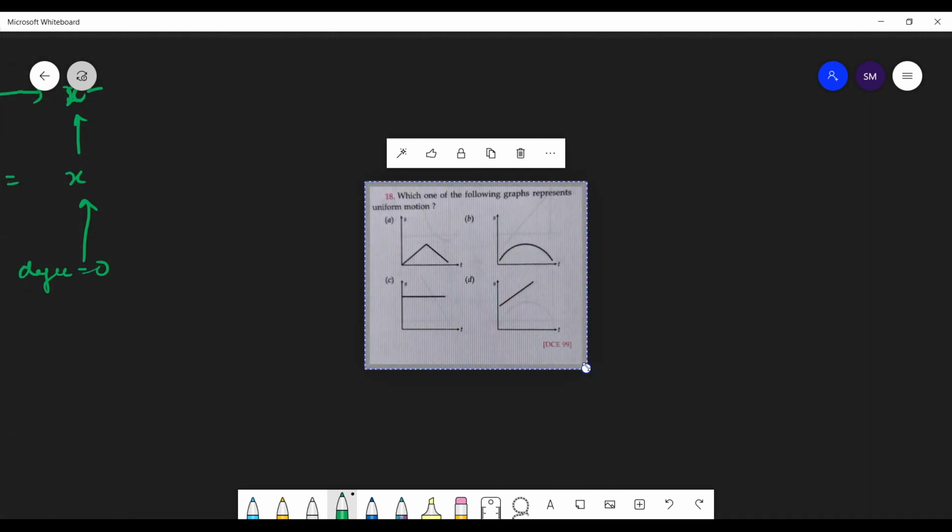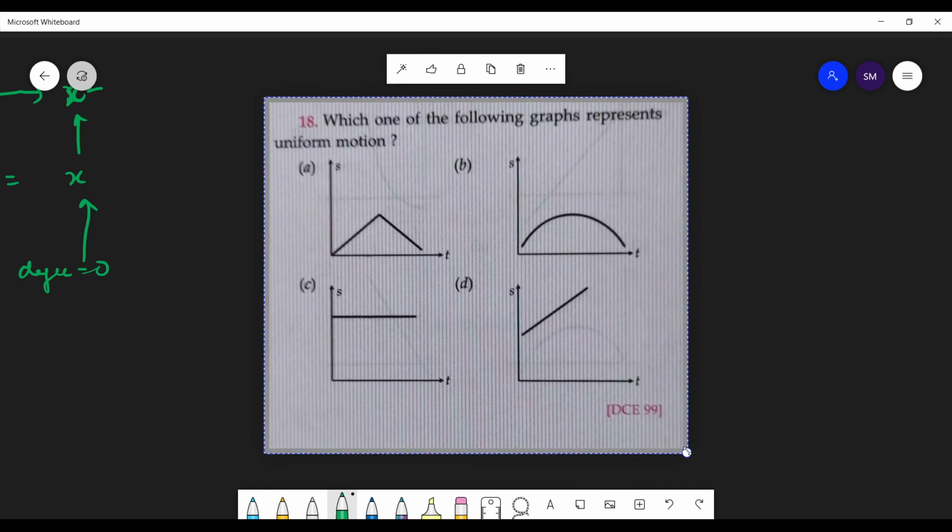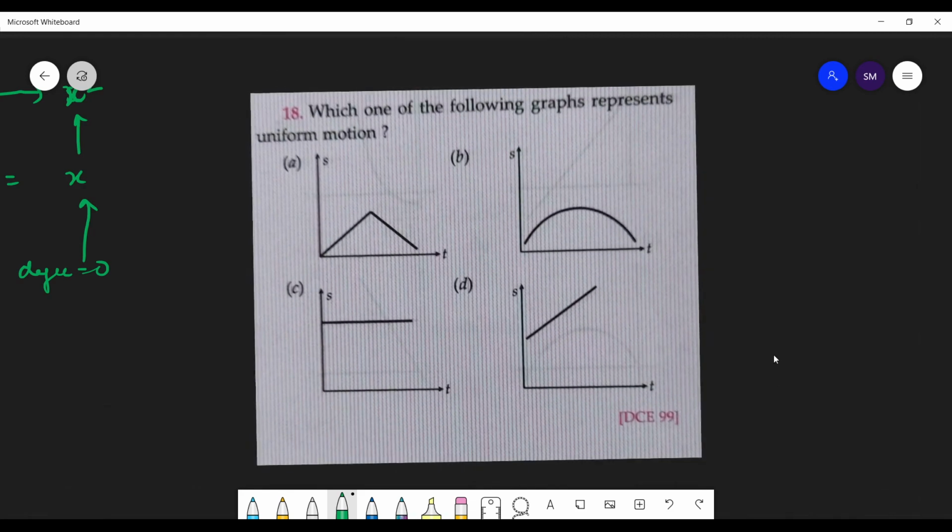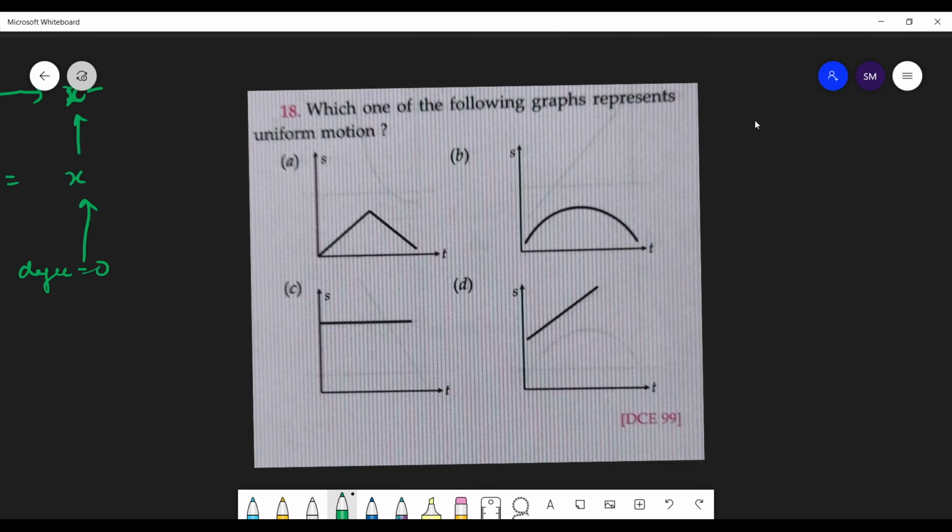Now, which of the following graph represents uniform motion? So uniform acceleration means name is telling you uniform acceleration. So acceleration is uniform, but here uniform motion word is there. So what is the meaning of motion? Velocity is constant. Motion means we are talking about velocity. So uniform motion means uniform velocity means direction of the velocity and magnitude both are supposed to be constant.